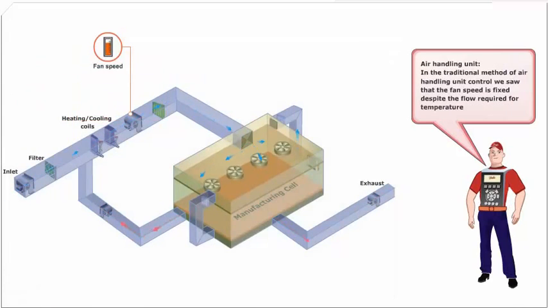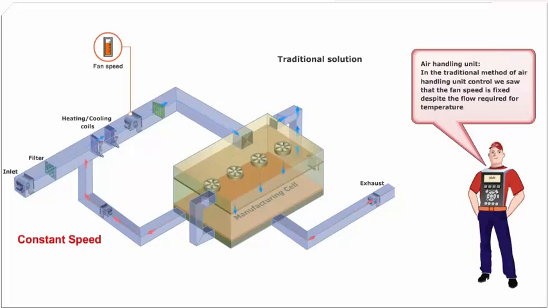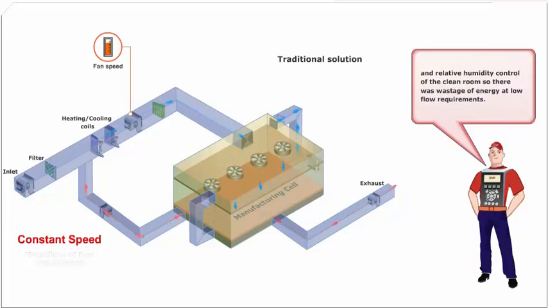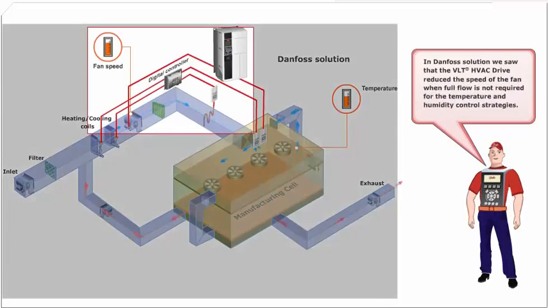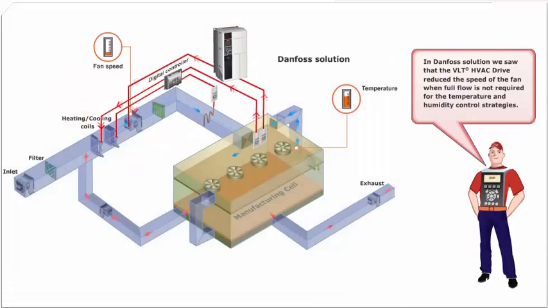Air handling unit. In the traditional method of air handling unit control, we saw that the fan speed is fixed, despite the flow required for temperature and relative humidity control of the clean room, so there was wastage of energy at low flow requirements. In the Danfoss solution, we saw that the VLT-HVAC drive reduces the speed of the fan when full flow is not required for the temperature and humidity control strategies.